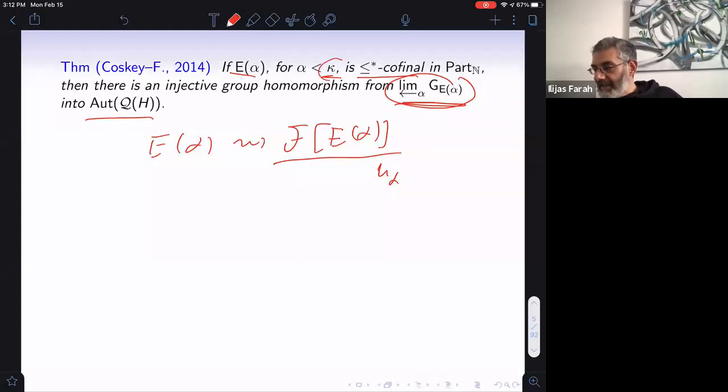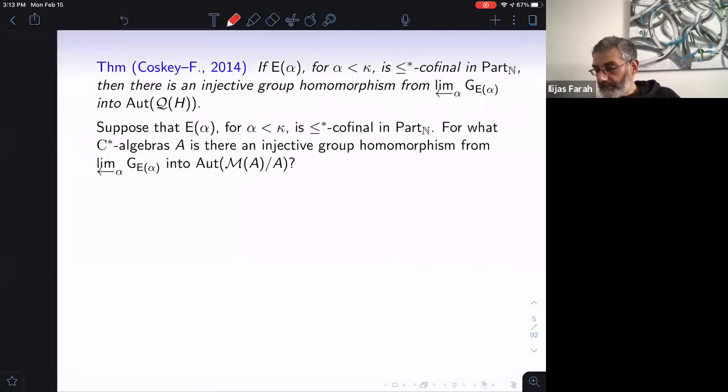Now, I stated this for arbitrary kappa because this has nothing to do with aleph 1, but it is virtually impossible to construct this unless kappa is aleph 1, because at stages of uncountable cofinality, this inverse limit typically ends, I mean, not much happens there. Okay, so the reason why I'm saying this is because I want to generalize, to see what happens if you look at other coronas, other than the Calkin algebra. So what exactly was the property of the Calkin algebra that made this result possible? Let's take a look.